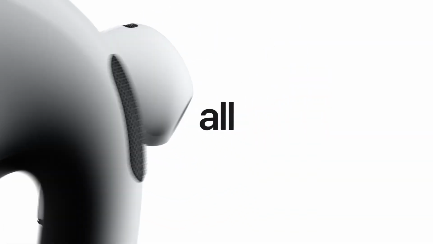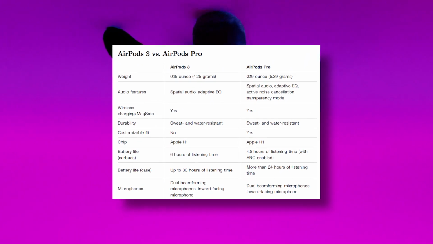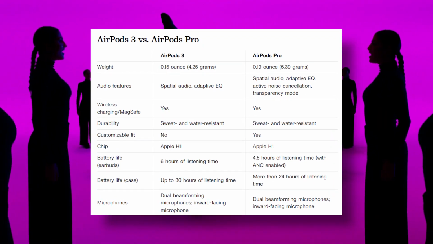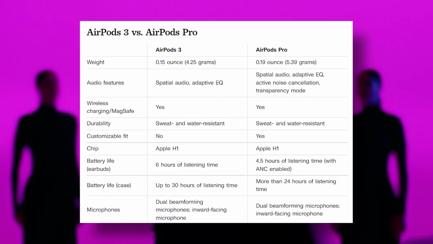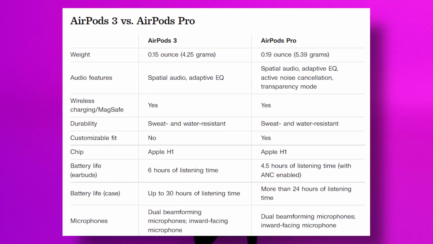We should expect some improvements to the sound quality, and this is to be expected. Now we also see some improvements to the battery life. As of now, the AirPods Pro model has the worst battery life, sitting at about 4.5 hours, whereas the AirPods 3rd generation has around 6 hours of battery life. So it's safe to assume we can see a bump in the battery life on the AirPods Pro 2.